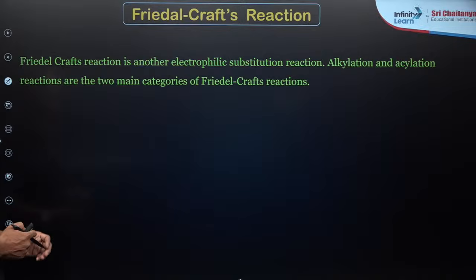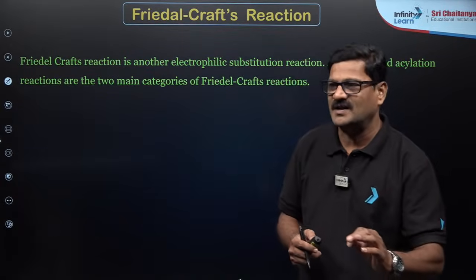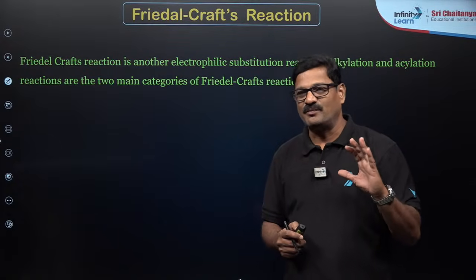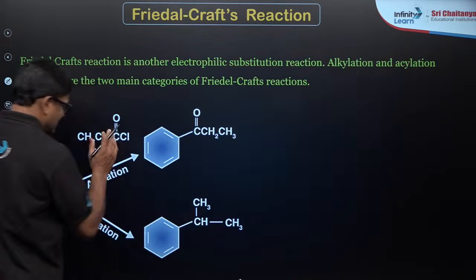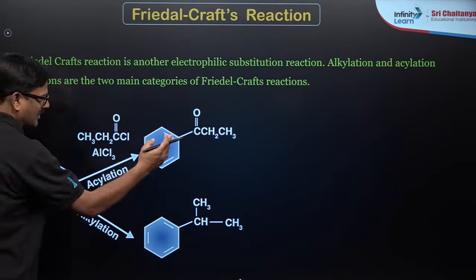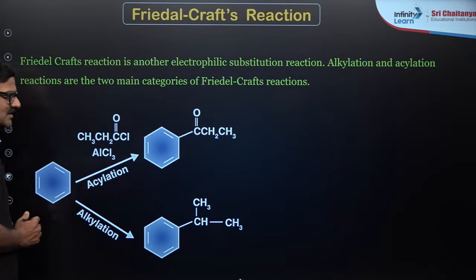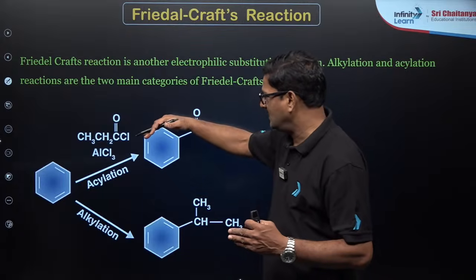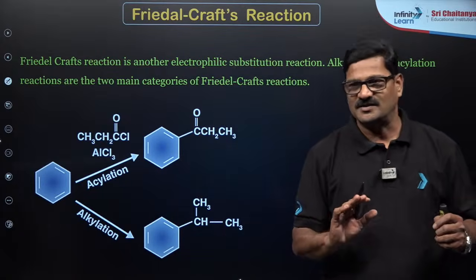Now moving ahead, Friedel-Crafts reaction. It is a very famous reaction as far as the benzene reactions are concerned. So benzene, when it is treated with acyl chloride, you are going to get acylated benzene, or with alkyl chloride, we are going to get alkylated benzene. So this is called Friedel-Crafts acylation. This is what is called Friedel-Crafts alkylation.